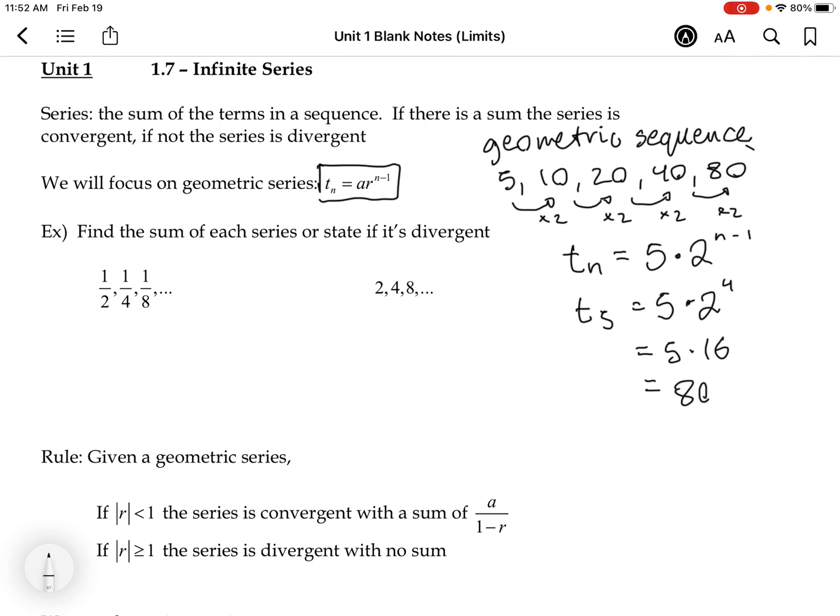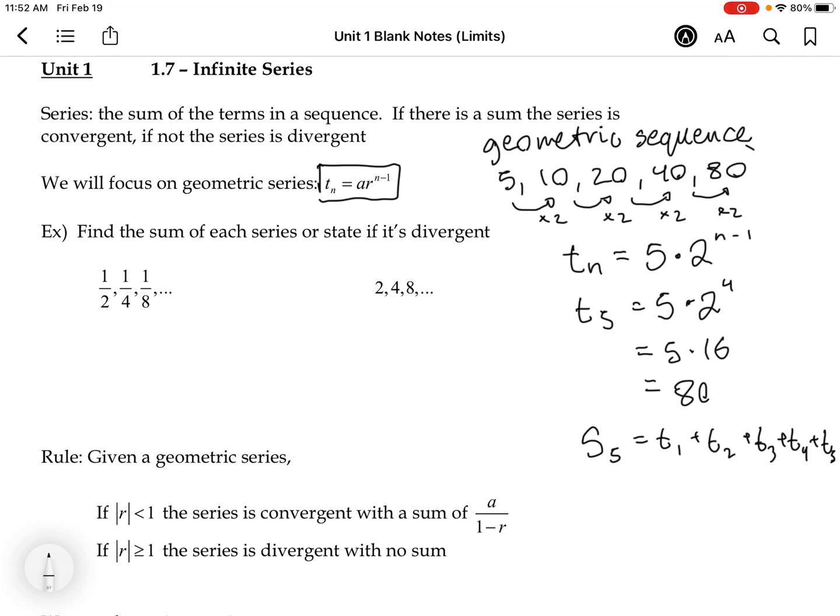Now a series is when we add the terms together. So if I wanted to look at S5, for example, I would have to add T1 plus T2 plus T3 plus T4 plus T5. So I'd add 5 plus 10 plus 20 plus 40 plus 80. So that's what a series is. It's the sum of the terms in a sequence.